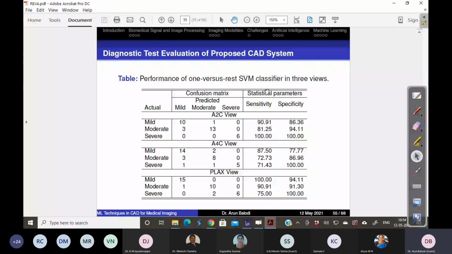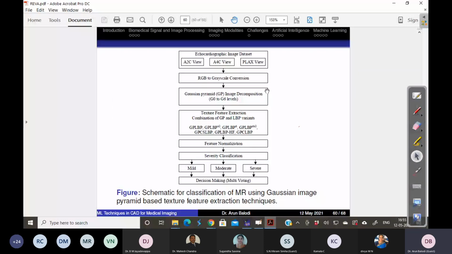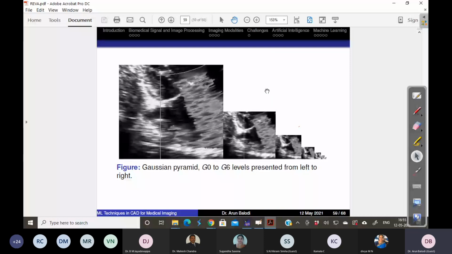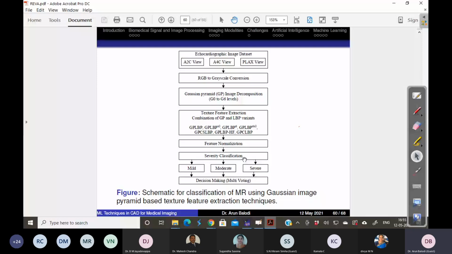So the second approach that we did, that is the multi-resolution. In this multi-resolution, we use the Gaussian pyramid structure, and we took the local binary pattern as texture. So we did a 6-level decomposition of the image. You can see here, this is a 6-level decomposition from G0 to G6. The Gaussian image pyramid parameters, we have decomposed this image for 6 levels and then extracted these parameters. So you can see here, Gaussian pyramid LBP, Gaussian pyramid LBP U2, Gaussian pyramid LBP RI, rotation invariant uniform, and all the features of LBP.